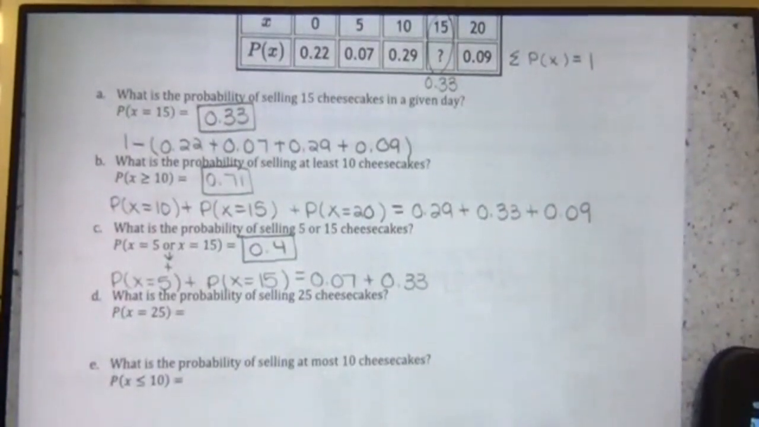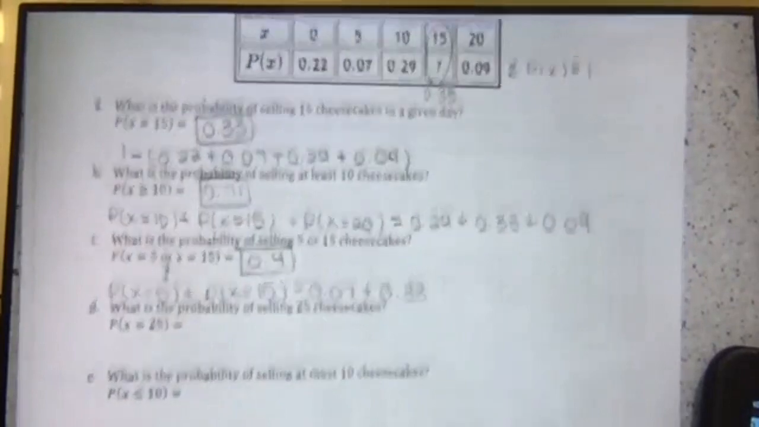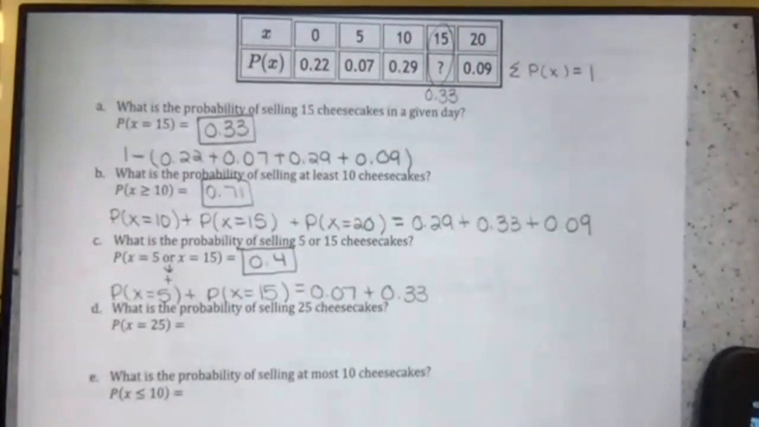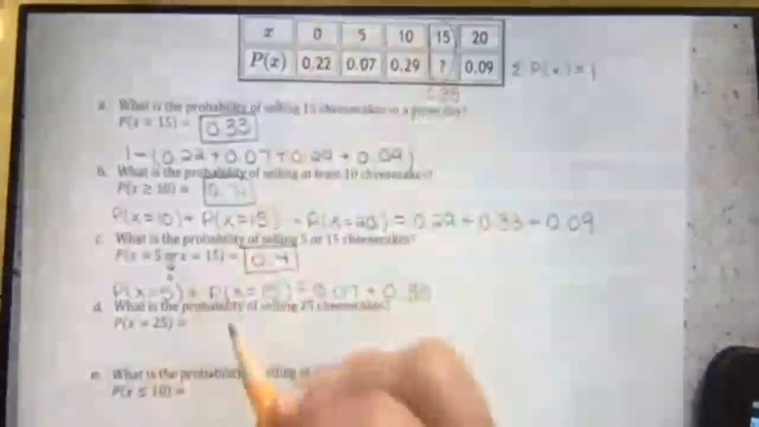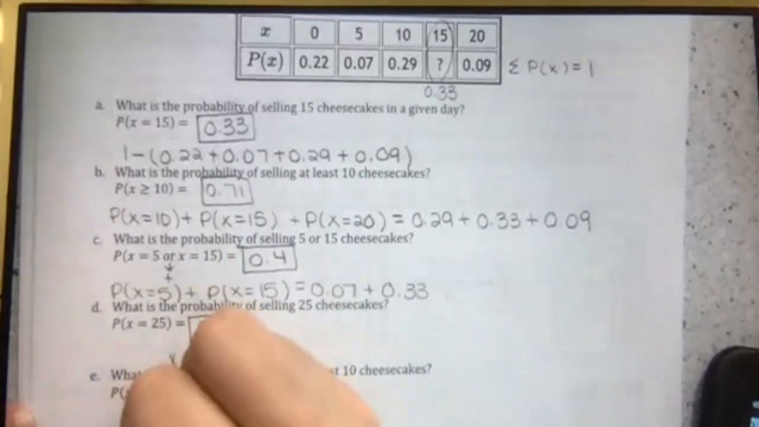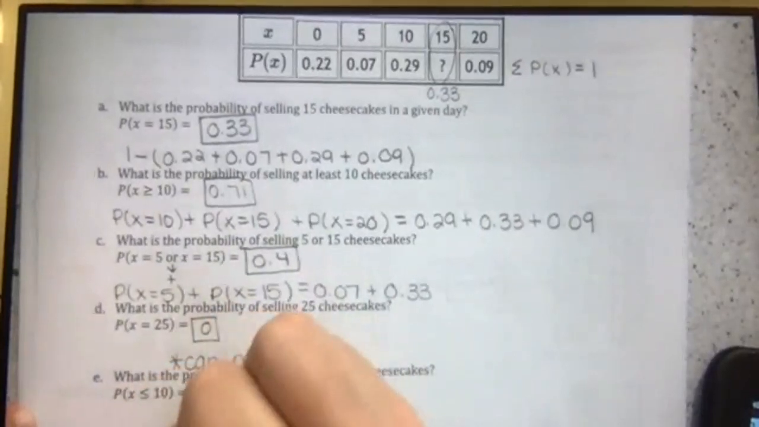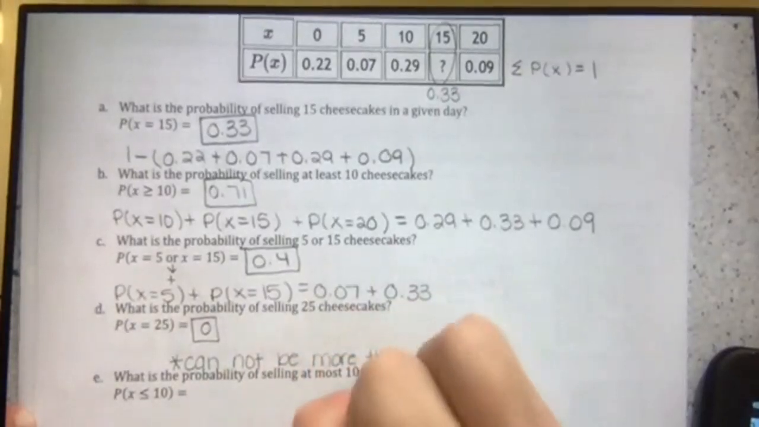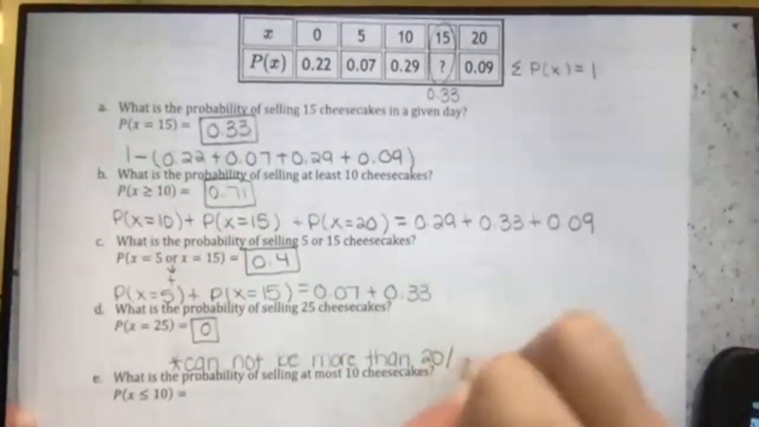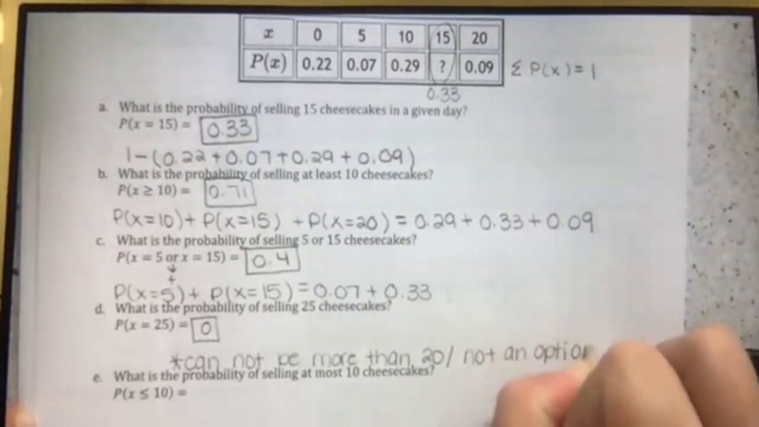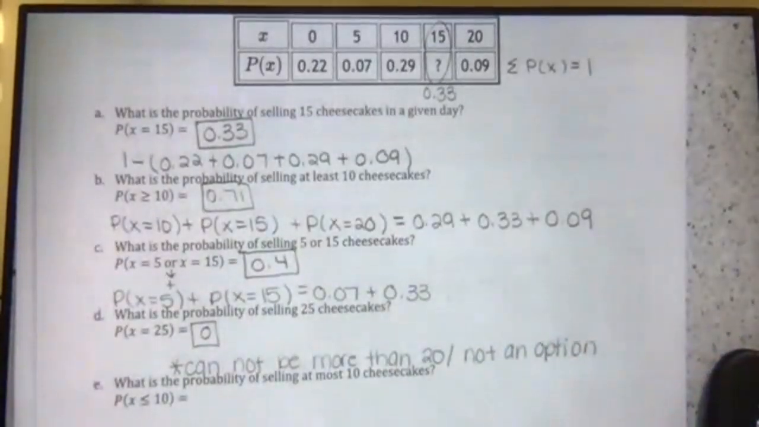The next one says, what's the probability of selling 25 cheesecakes? Remember, the probability distribution gives us all of our options. 25 is not an option. So what's the probability of selling 25 cheesecakes? 0. There is no possibility. From our table, we know it cannot be more than 20. Not an option. So just 0.